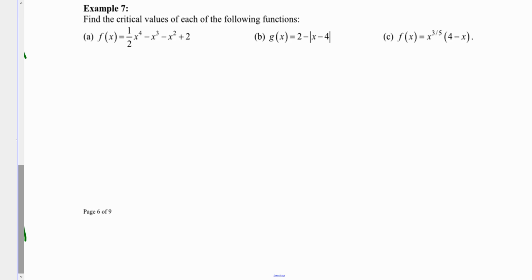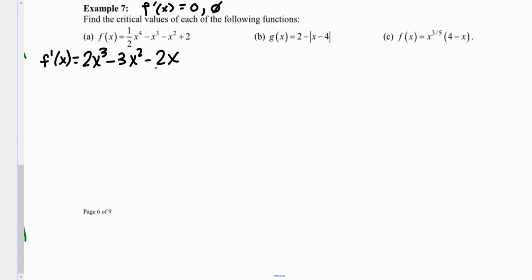Find the critical values of each of the following functions. So critical values, remember, occur where the derivative is 0 or it's undefined. So first thing we need to do here is find the derivative. I don't know what this graph looks like right now. I could sketch it, but I could just look at the derivative. So using the power rule, we'll take the derivative.